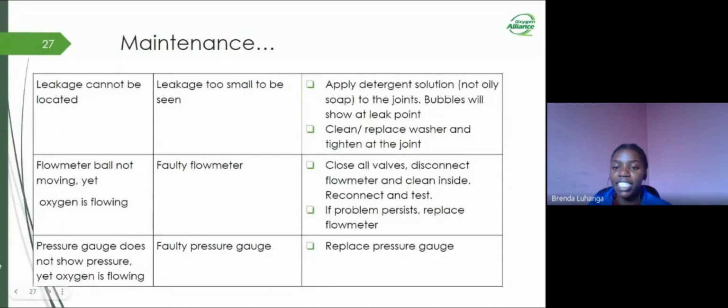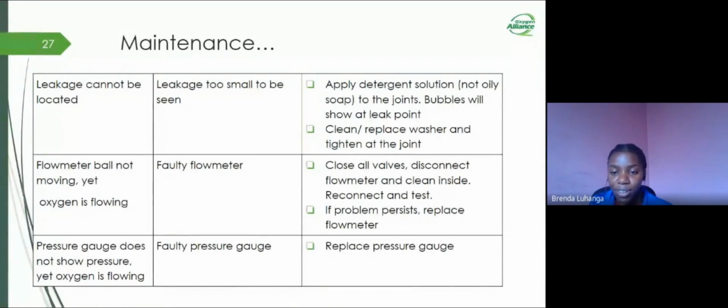Sometimes the leakages in cylinders or the gates are hard to locate. This can be because the leakage is too small to be seen or the hissing sound is too little to be heard. So you can always apply a detergent solution to the joints, and where you see the bubbles pop up, that's where the leak point is. You also need to make sure that you do not use an oily soap when doing this.